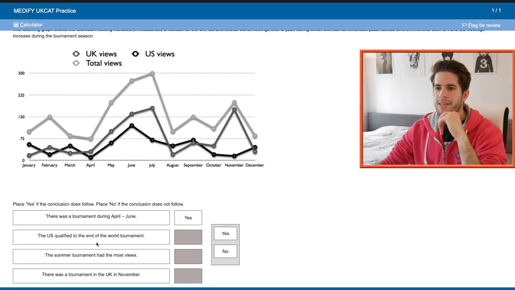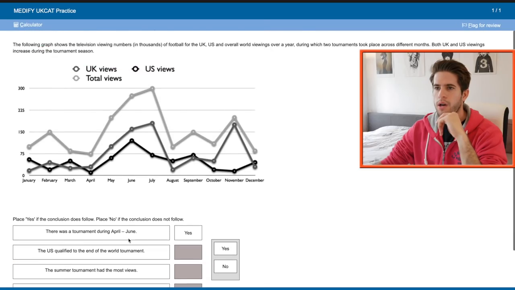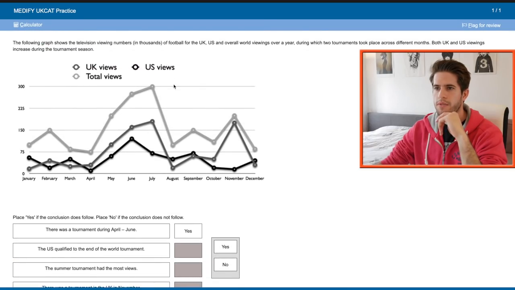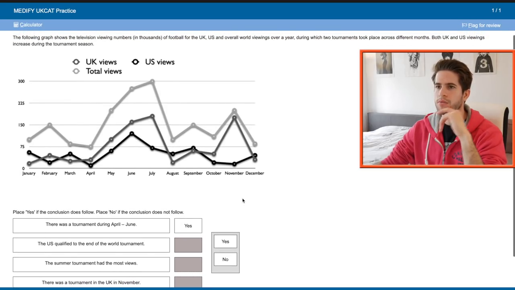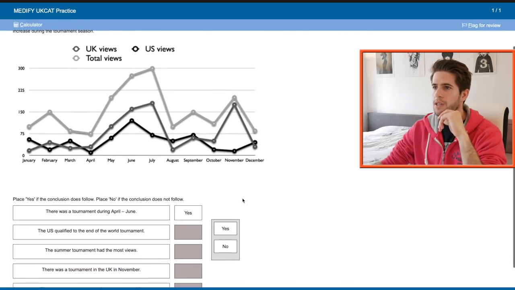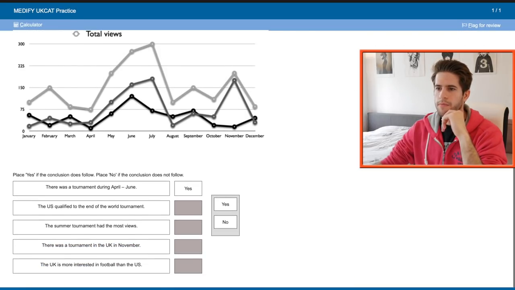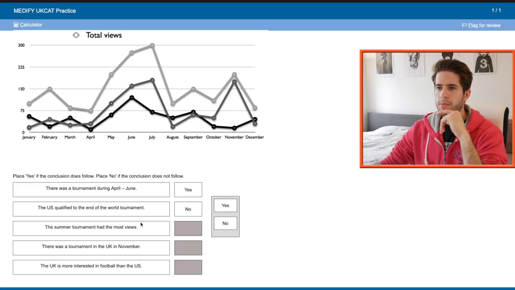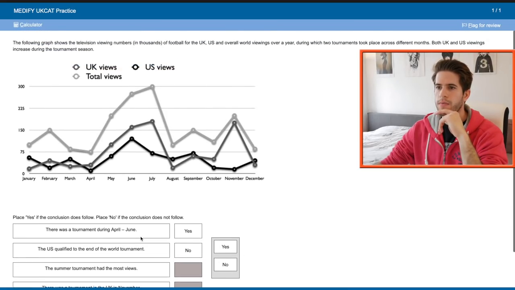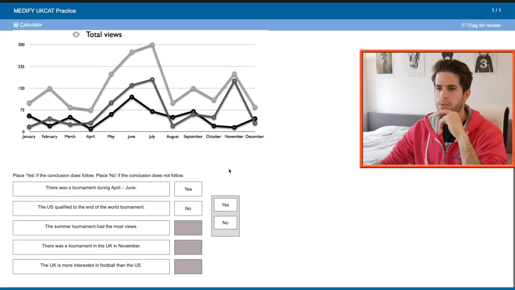The US qualified to the end of the world tournament. US views, I mean, I don't think there's any way for us to know that. We don't even know when the end of the tournament is, so we don't have enough information to follow that conclusion. The summer tournament had the most views. I think that is pretty clear to say. Total views in the summer here, winter views there. So we can say that.